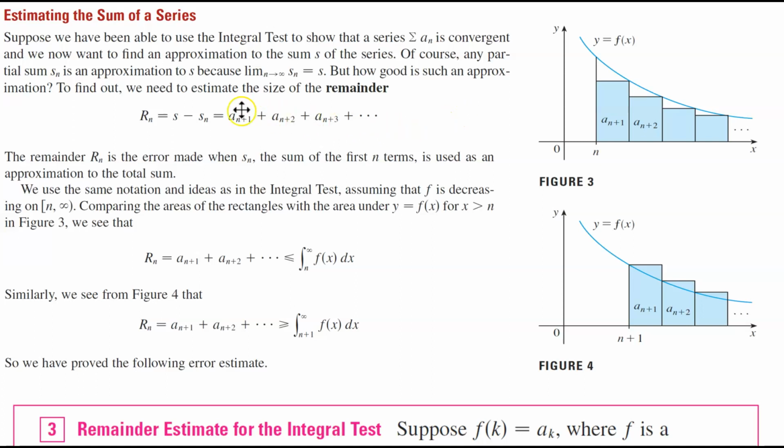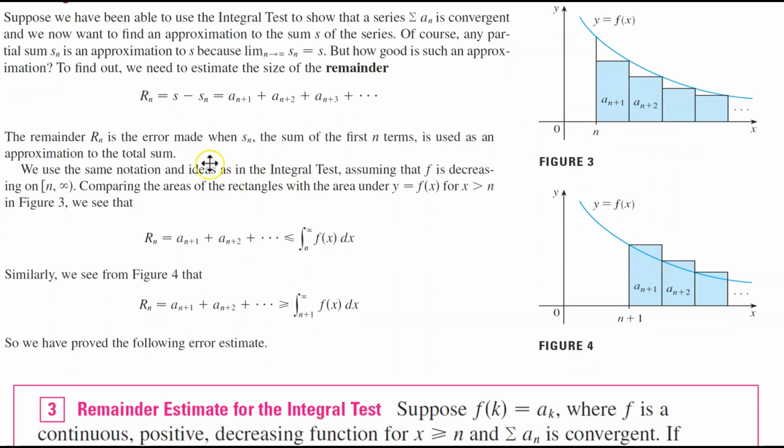To find out, we need to estimate the size of the remainder. So r subscript n represents the remainder, where you have s minus s subscript n, which is equal to a subscript n plus 1 plus a subscript n plus 2 and so forth. You can see the figure here in figure 3 to the right. The remainder is the error made when s subscript n, the sum of the first n terms, is used as an approximation to the total sum.